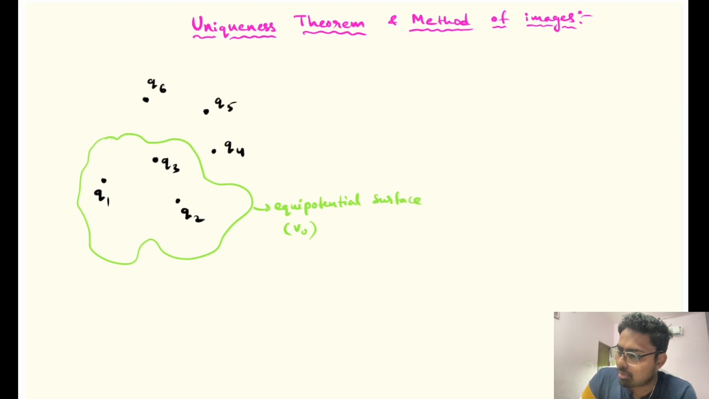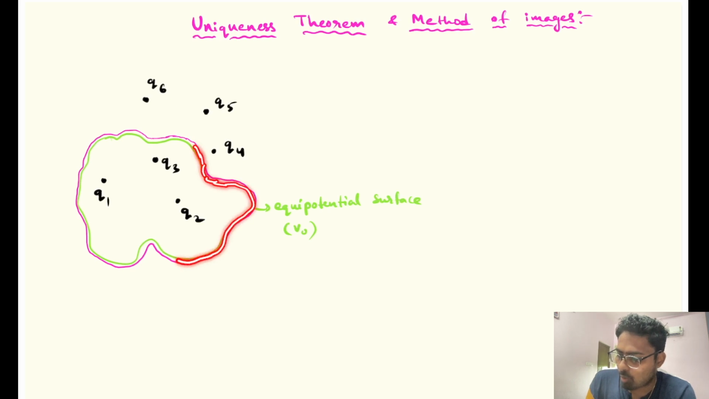Now I'll add some conductor over here, and we know a conductor is an equipotential surface. So the conductor should be on an equipotential surface. Basically the green line is the imaginary surface. There is no material present over there, but now I am constructing an imaginary conductor. Let's say there is a conductor just outside the equipotential surface. Basically the conductor is over here, this part.